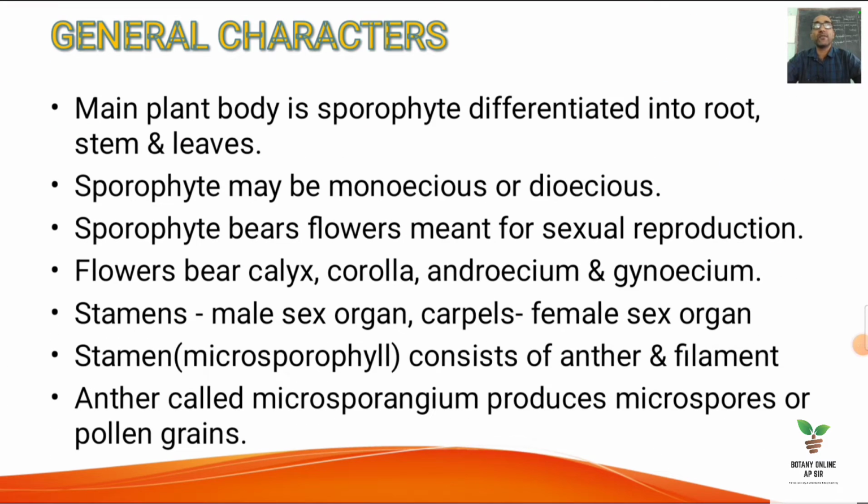So, as far as general characters of angiosperms are concerned, like the gymnosperms, the main plant body is a sporophyte. And this sporophytic plant body is differentiated into roots, stems and leaves. Got it? Now, the sporophyte can be monoecious as well as dioecious, just like gymnosperms. Here also the sporophyte may be monoecious or dioecious. You know what is monoecious?